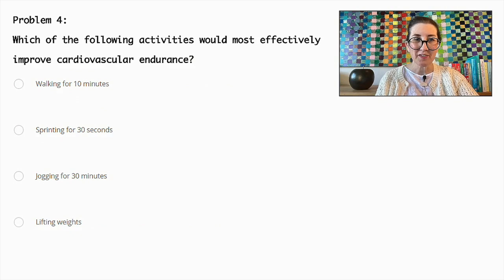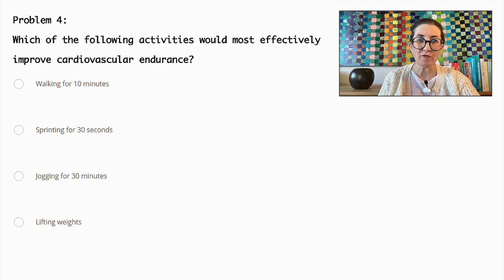Problem number 4. Which of the following activities would most effectively improve cardiovascular endurance? Walking for 10 minutes, sprinting for 30 seconds, jogging for 30 minutes, or lifting weights?